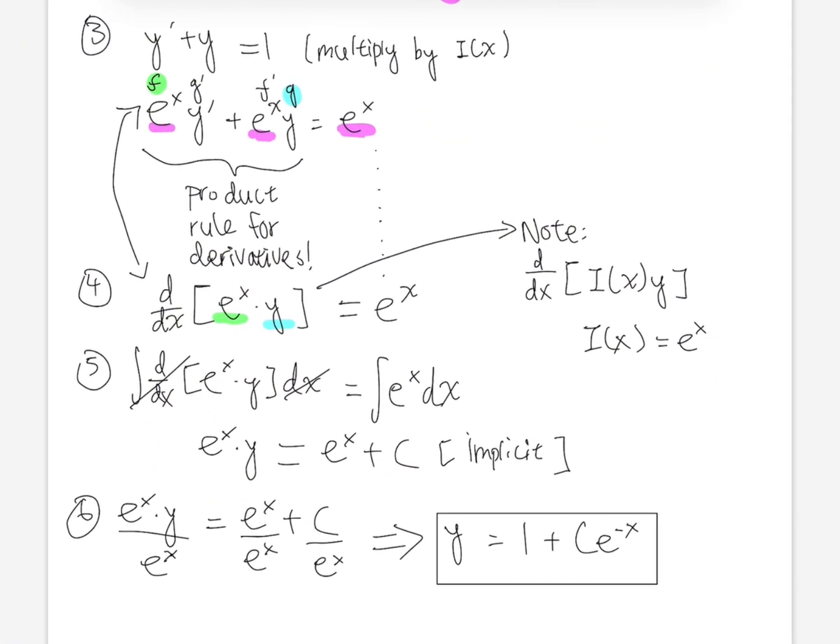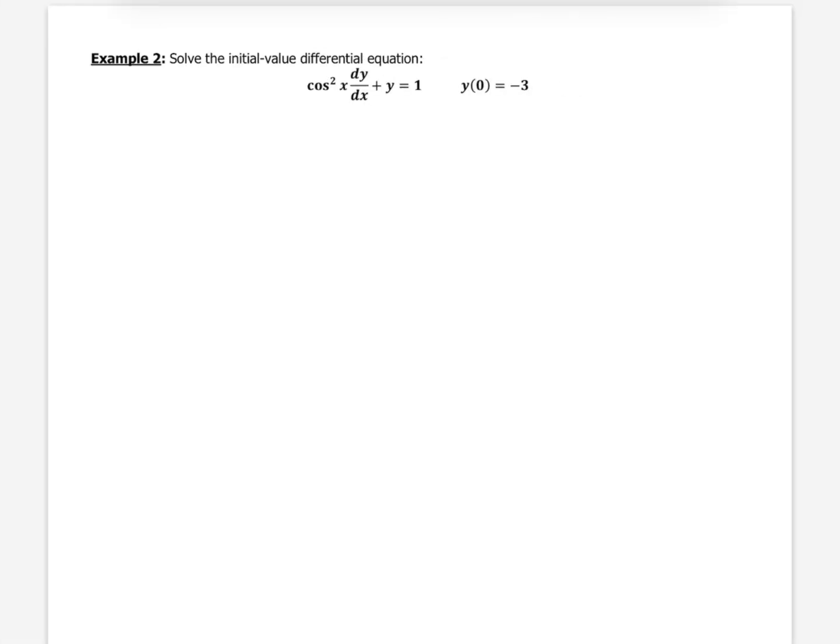Okay, so example 1, pretty good, pretty simple. Let's move on to number 2. Right off the bat, I see that we're given an initial condition, which means that we want to find c. And I also noticed that this dy dx, or this y prime, isn't by itself, because we want to get it into the form of y prime plus p of x y equals q of x. So we need to do a little bit of an extra step, but that's not bad.